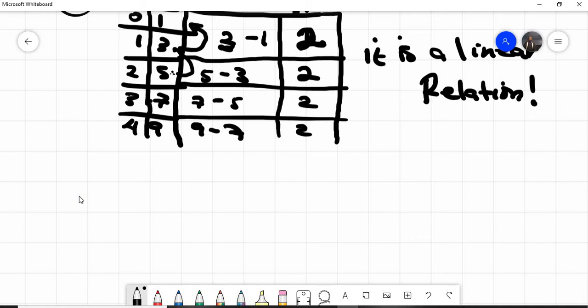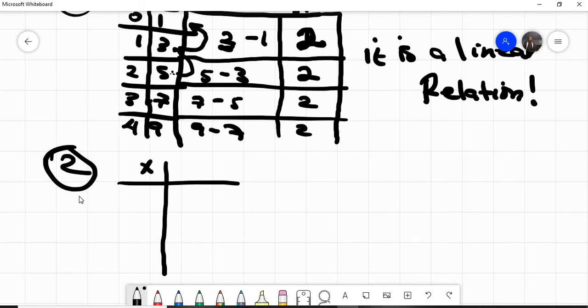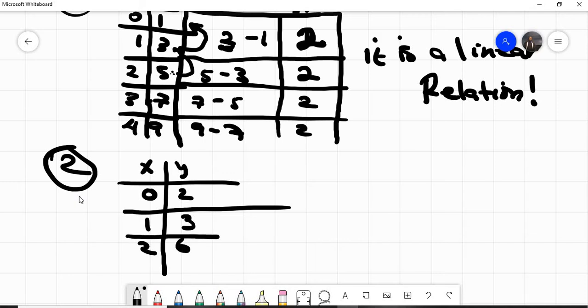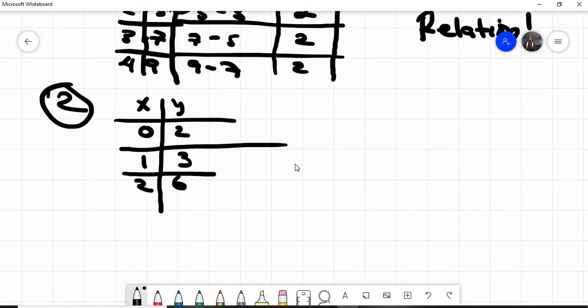Our second example says we are given x and y values: 0 and 2, 1 and 3, 2 and 6, 3 and 11, and 4 and 18.